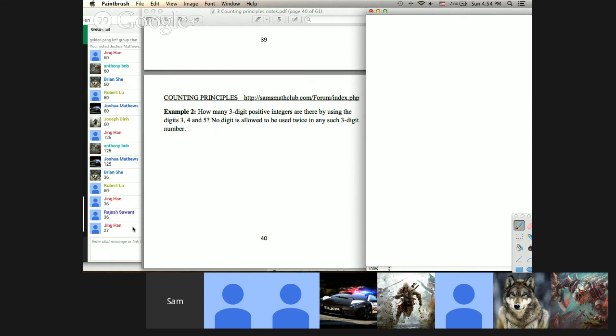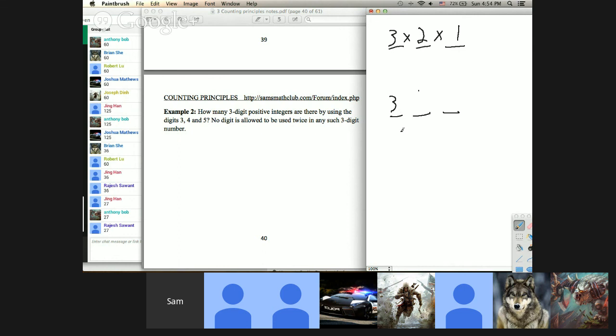Right, so the correct answer is 27. Nice job to whoever got it. Last time, I said there were 3 here, and then since we used this one, there were 2 here, and then since we used 2 already, there was 1 here. But in this case, the hundreds digit can be any of these 3 digits, so there are 3 possibilities. The tens digit can also be any of these 3 digits, since now we're allowing using a digit twice, so there's another 3. And the last digit can also be any of these 3 digits. So there's a total of 3 times 3 times 3, so it's 27.